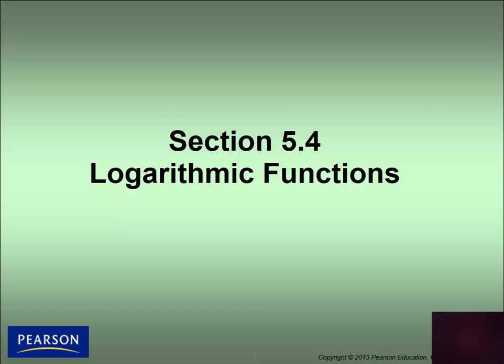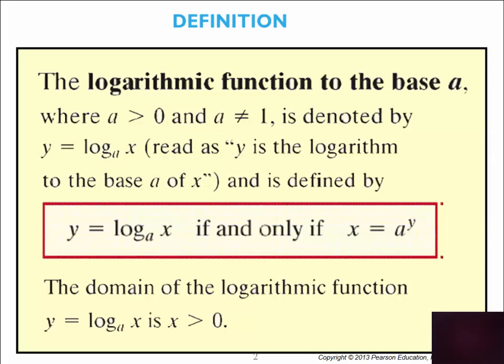Okay, so in this video we're going to talk about logarithmic functions and how they relate to exponential functions. So firstly, if we look at a logarithmic function, remember a logarithmic function is just the inverse of an exponential function. You basically take an exponential function, switch the x and y values, and solve for y, and you'll get a logarithmic function.